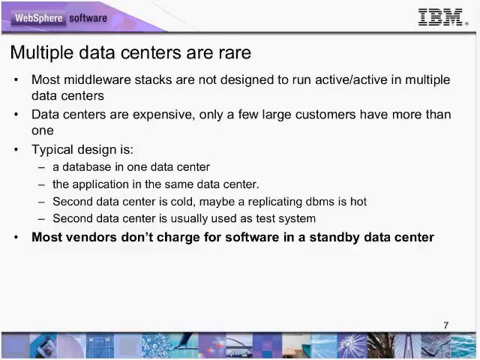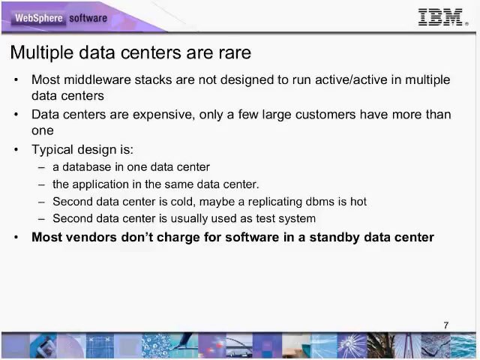Most middleware stacks are not designed to run active-active in multiple data centers. Data centers are expensive. We have a few large customers that do have more than one, but typically, even in this case, when they do have multiple data centers, say 2 or 3, they run in an active-passive mode. They don't have applications running, being routed to both data centers at the same time.